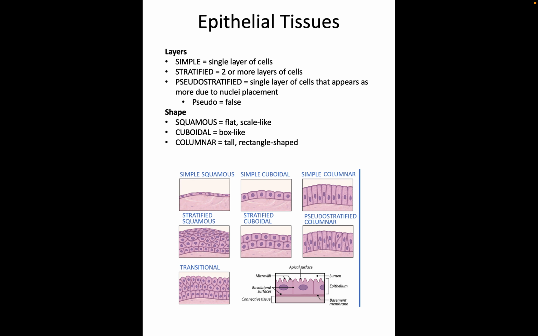Okay, so that's one way you can classify epithelial tissues: number of layers. There's one layer, it's simple. Two or more, it's stratified. And then you have that pseudostratified.